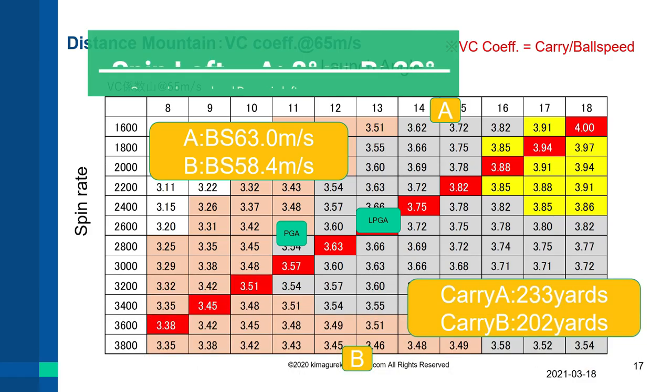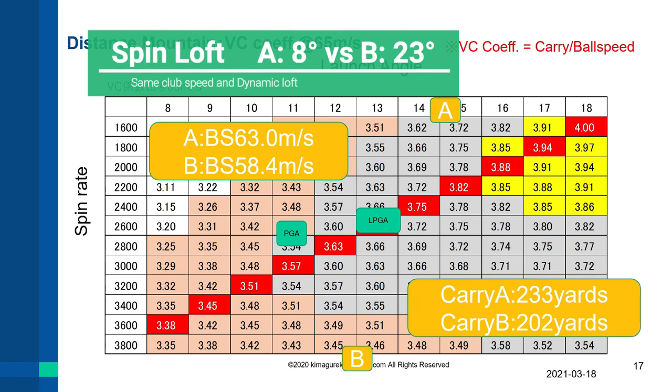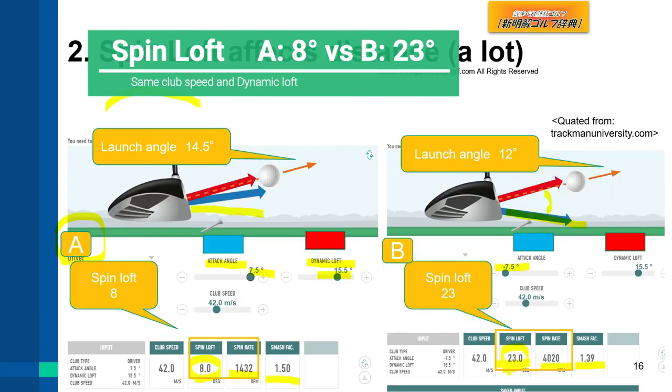Here is the VC coefficient distance mountain. The example A is over here, and the carry distance is 233. Example B is here. So the carry is about 202 yards. So the difference of carry distance is as much as 30 yards between those spin lofts.